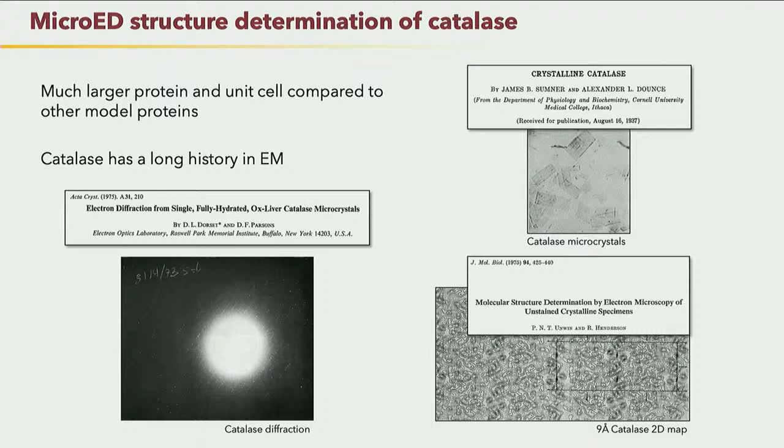The other reason we also wanted to go with catalase is because it's rather large. So lysozyme, proteinase K, they're kind of small. Catalase is a 240 kilodalton tetramer. So the unit cell is pretty big. It's about 70 angstroms by 110 angstroms by like 200 angstroms. So it's a big unit cell. So we thought, well, this would be kind of challenging for data processing.